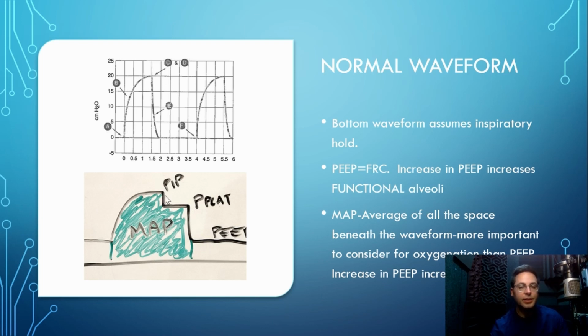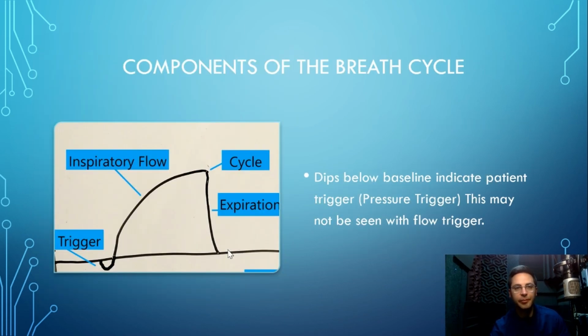All of this space under this waveform here represents our mean airway pressure. Our mean airway pressure is the average of everything that's happening underneath this waveform. When we are looking at oxygenation, this is technically more important to look at than PEEP. We tend to think of increasing PEEP as a way of increasing a patient's oxygenation, but that really only happens as much as PEEP contributes to this overall picture of mean airway pressure.